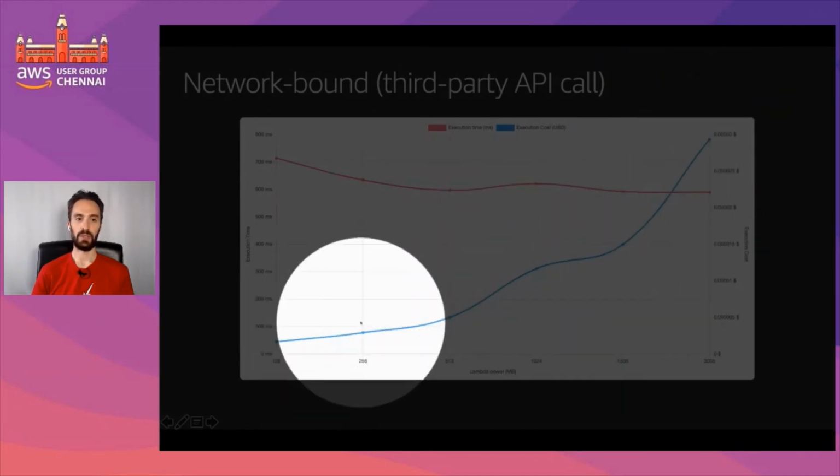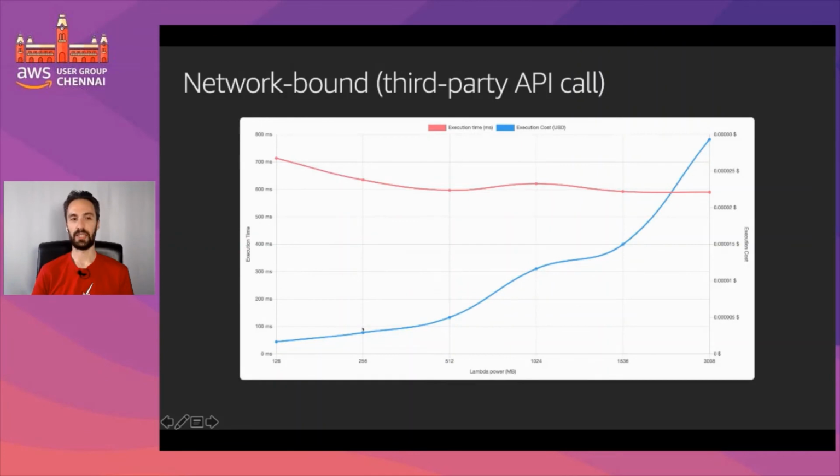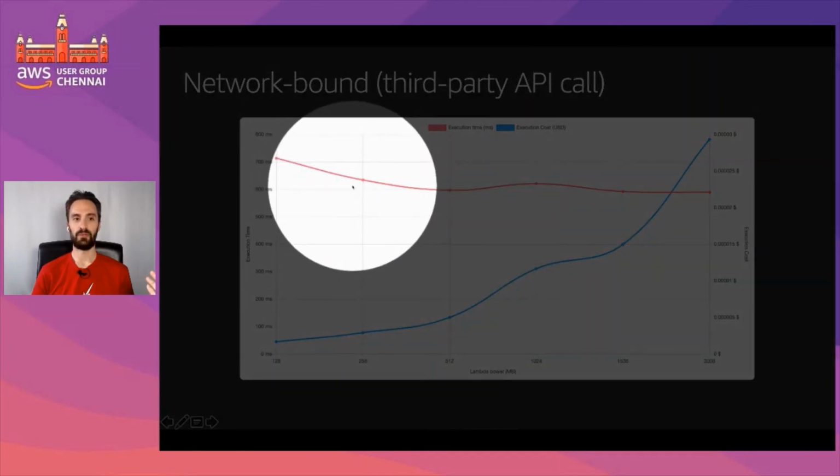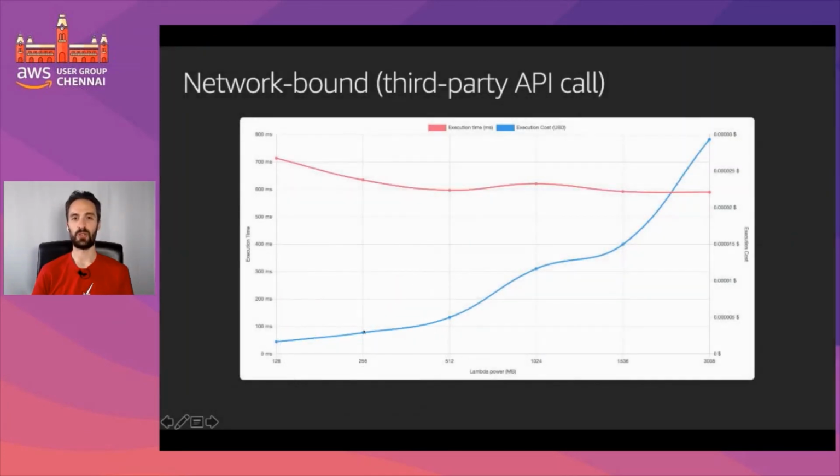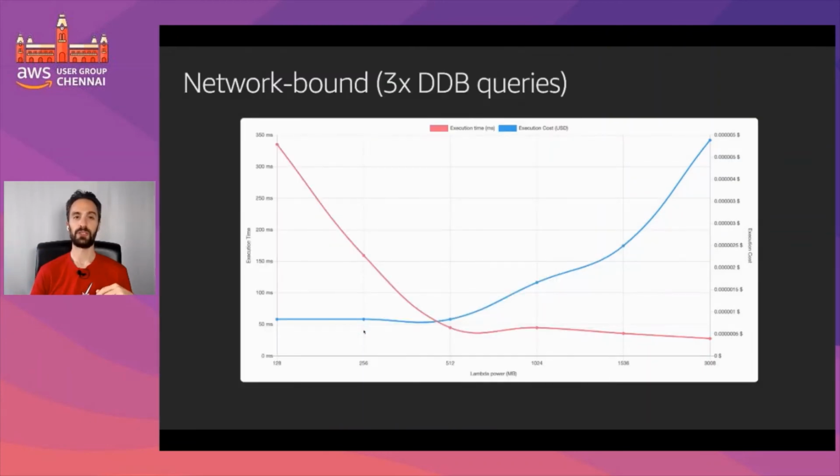Maybe I'm okay with somewhere like 256 because I still get a good performance gain for a pretty affordable cost increase. So again, this is up to you. It depends on what you're doing with the function, if it's customer facing or not, and look at your numbers. These are just patterns that you may experience, similar patterns that you may find yourself in.